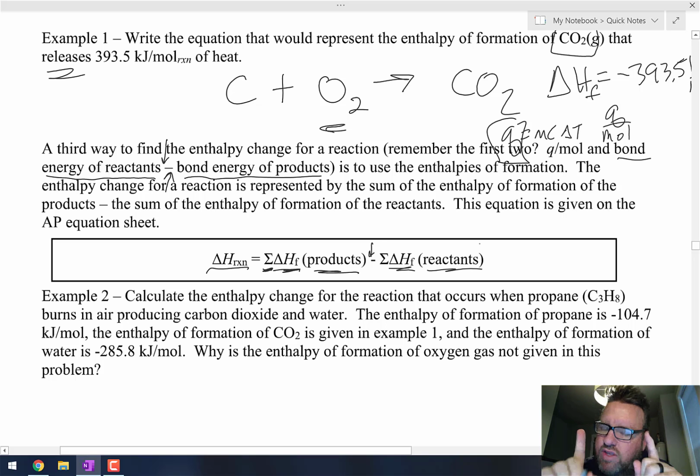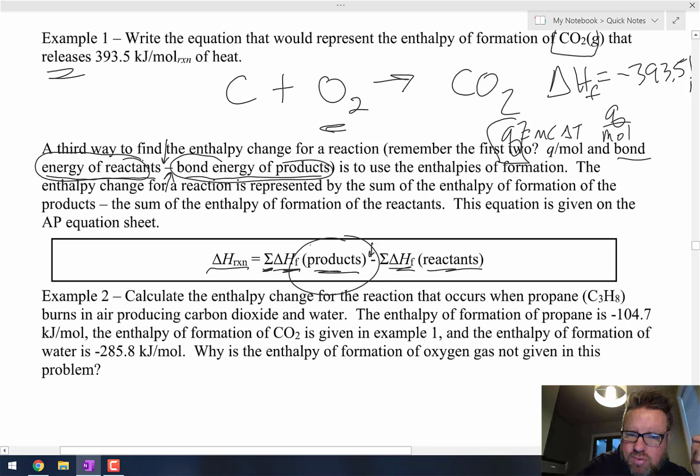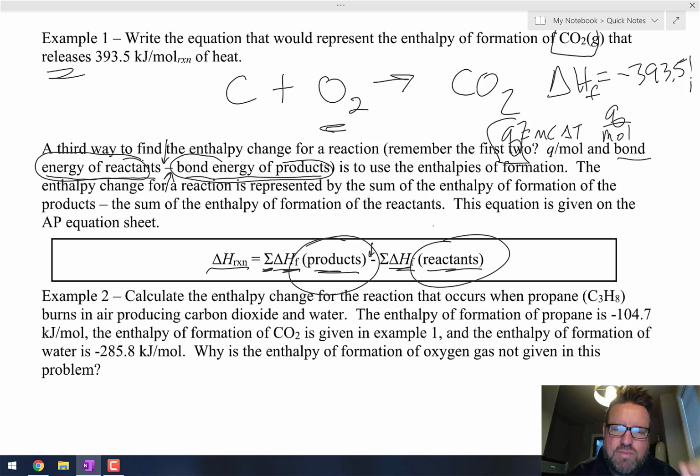Do notice here, this is really, really important. The only time it's ever going to be bond energy of reactants minus products is when you're using bond energies. When they're saying the energy of this bond is this much, the energy of this bond is this much. We're actually going to learn a couple more equations, and every single time it's going to be products minus reactants. Okay? With bond energies, it's not, though. It's reactants minus products. That's really, really an important distinction that you need to remember there.